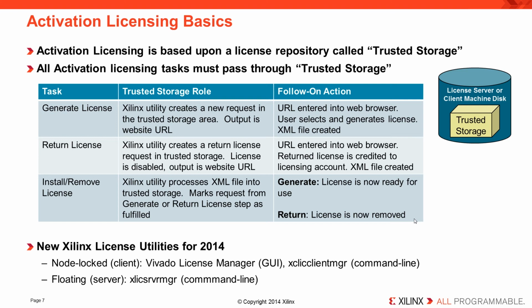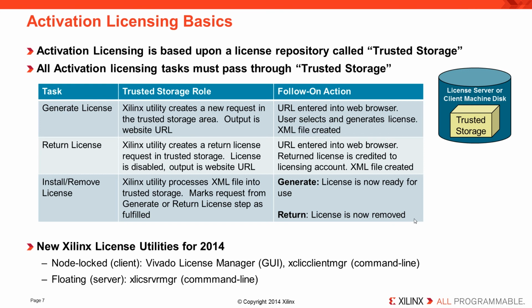So out of both of those first two steps, the install remove license step takes that XML file that was created in either one of those two steps and processes it into trusted storage. In the case of generating a license, it marks the request from generating as finished, as well as the one from return license. And so the follow-on action there is the license is now ready for use in a generate case. In a return case, the license has now been removed out of trusted storage, and now you're free to generate new licenses or rehost it to another machine.